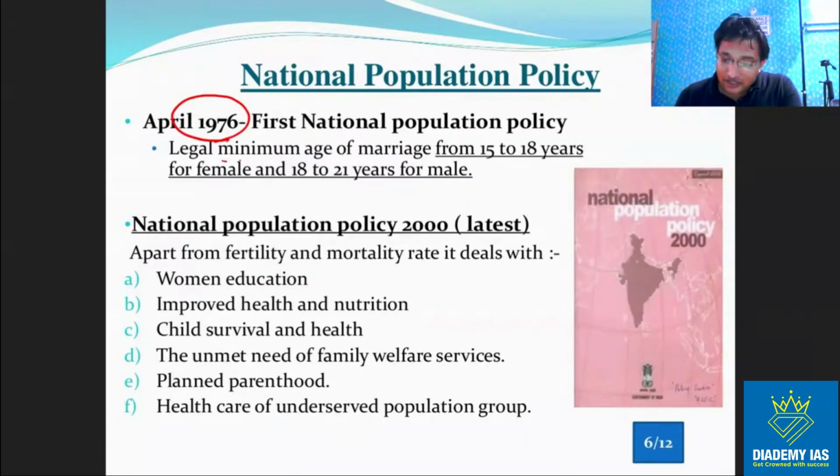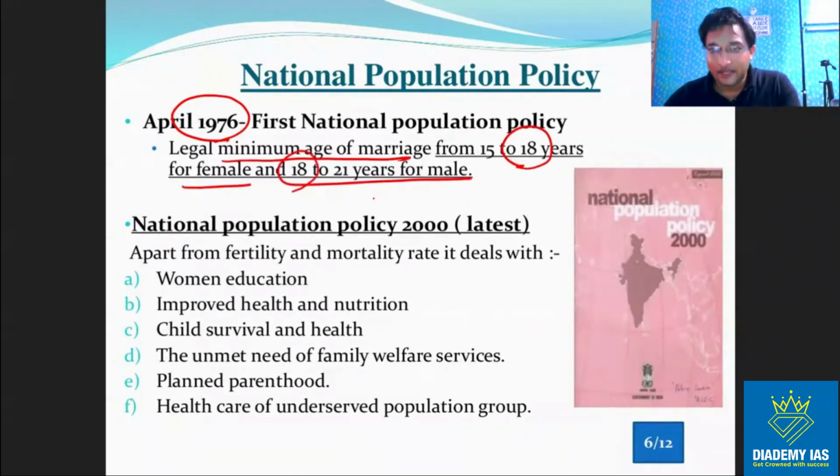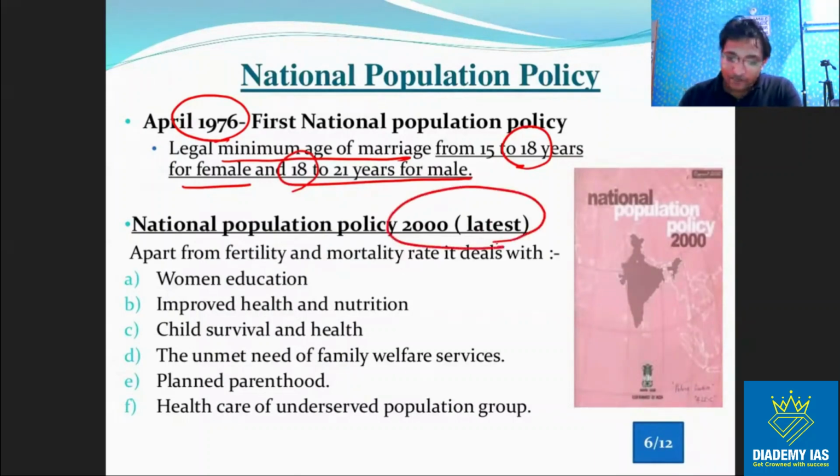We reduced the legal minimum age of marriage from 15 to 18 for females and from 18 to 21 for males. ठीक है, तो ये उस समय हमने किया था। The latest policy is the 2000 policy. In this policy, apart from dealing with the fertility and mortality rate, उसके अलावा we are also talking about women's education.